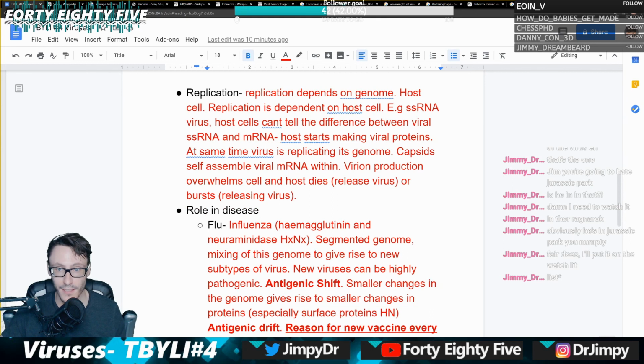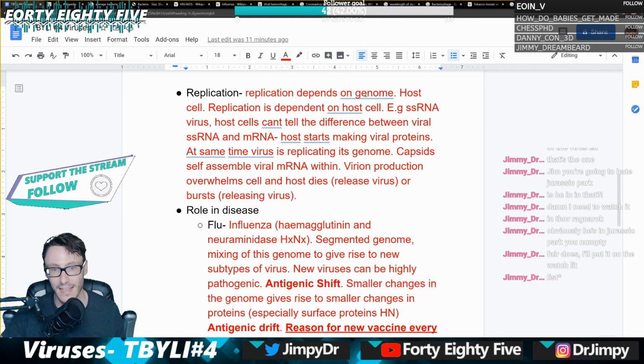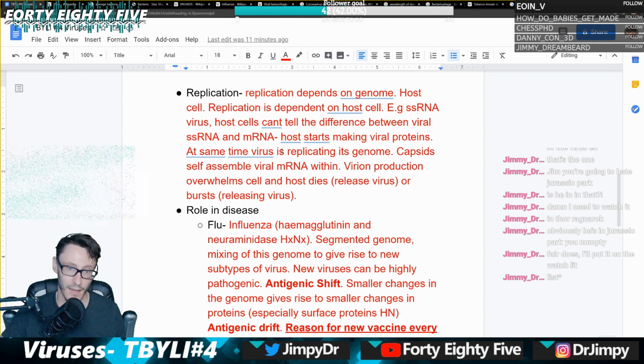Replication depends on the host cell in order to replicate its genome. That's a given. It hijacks the cell's machinery to just keep producing virus particles and virus genome over and over again. Then you get reassembly of virus particles inside a new capsid that burst out of the cell or are released out of the cell, or sometimes cells are killed off by the immune system releasing the viruses, and so they can go on and infect other cells.